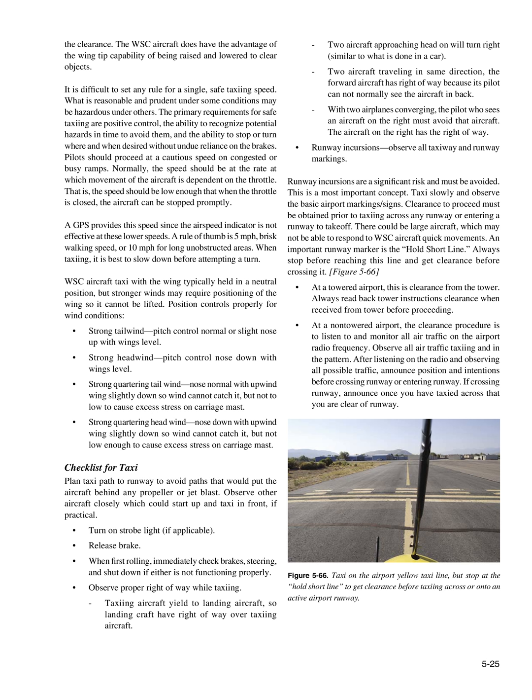Strong quartering tailwind: nose normal with upwind wing slightly down so wind cannot catch it, but not too low to cause excess stress on carriage mast. Strong quartering headwind: nose down with upwind wing slightly down so wind cannot catch it, but not low enough to cause excess stress on carriage mast. Checklist for taxi plan: taxi path to runway to avoid paths that would put the aircraft behind any propeller or jet blast.